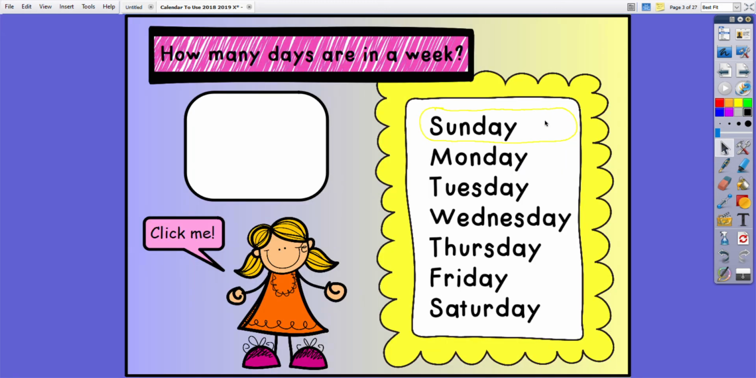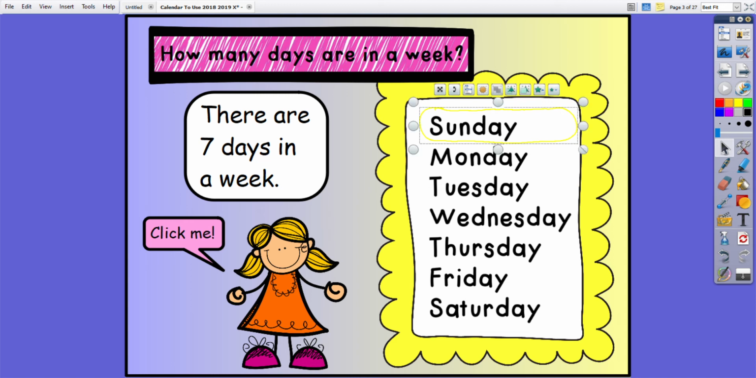How many days are in a week? That's right. There are 7 days in a week. Is today Sunday? No. Today's not Sunday. Let's see if we can move that. Is today Monday? No. Tuesday? No. Wednesday? Oh my goodness, our elevator is going down, down, down. Thursday. Today is Thursday. There we go. So, 7 days in a week, and today is Thursday.